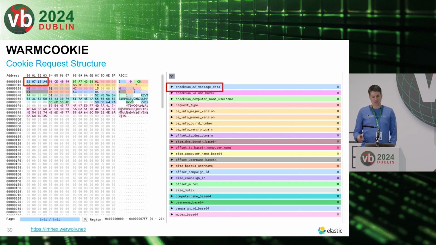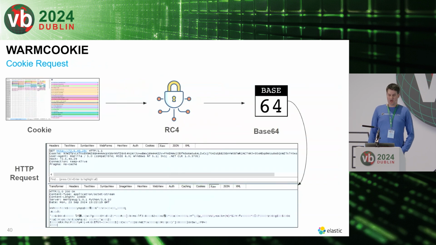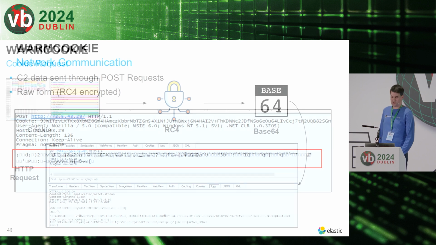But yeah, this data includes a bunch of information within the cookie. It contains the OS information, the host name, the hard-coded mutex, the username, and you'll see base64 a lot. They'll use base64 to encode the information. But yeah, here's a high-level example. You have the cookie, RC4, base64, and then the cookie data. So that's how it all kicks off. All this data is then placed into the cookie.